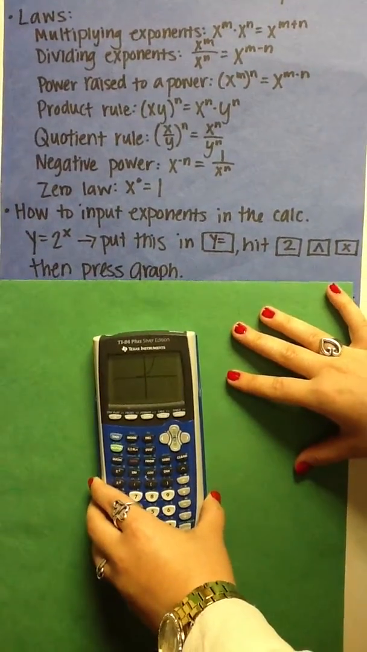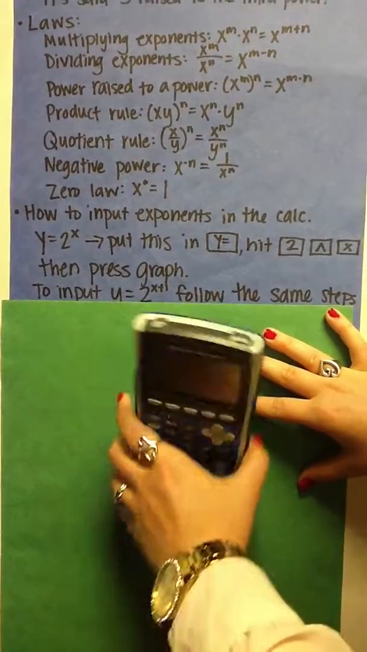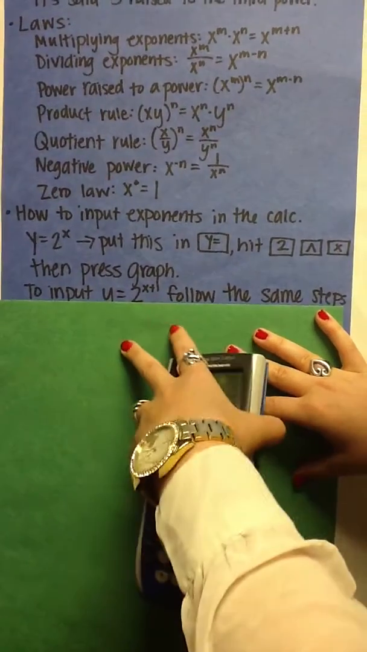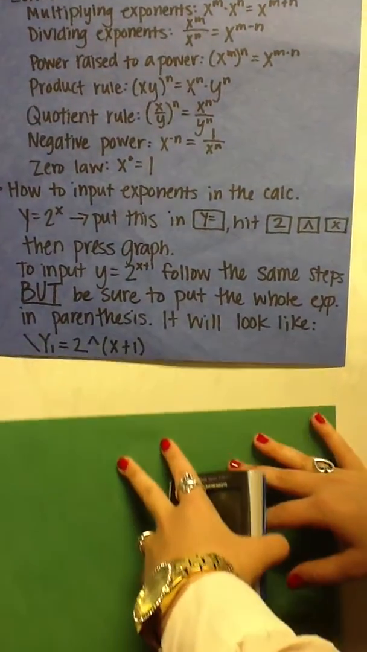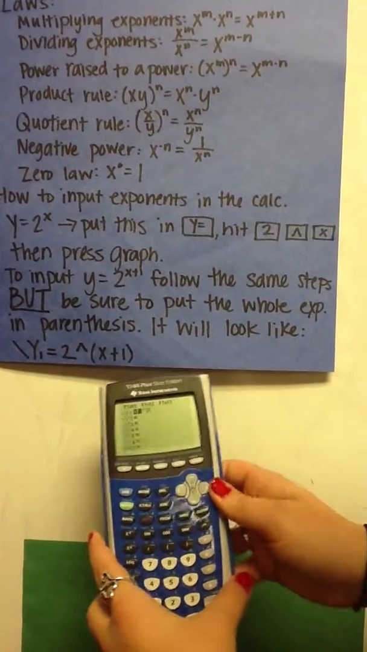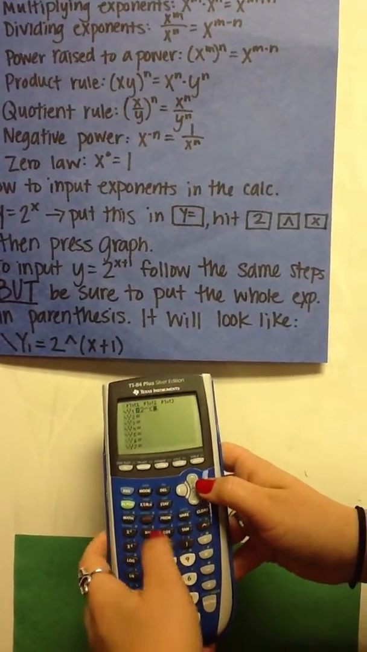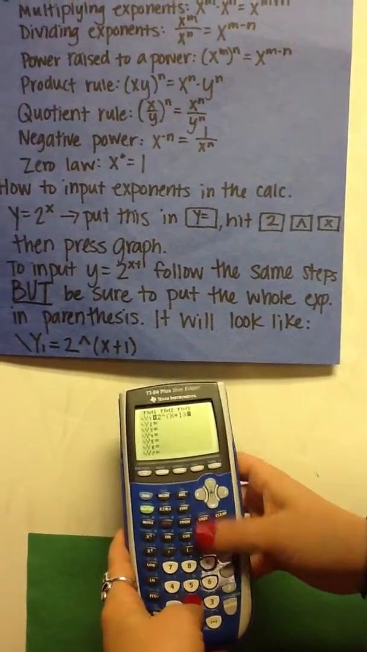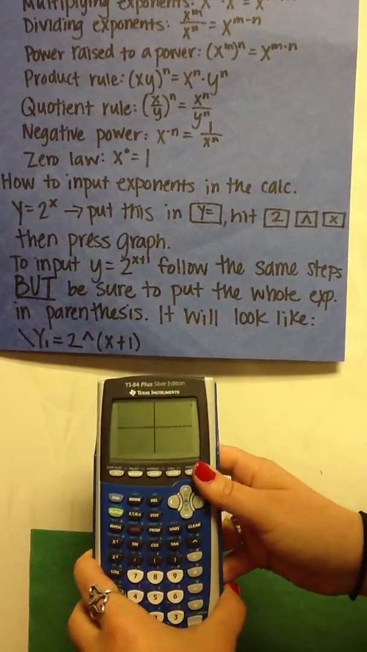If you have something like y equals 2 to the x plus 1, you're going to follow the same steps, but be sure to put the whole exponent in parentheses. So it will look like y equals 2 raised to the parentheses x plus 1. And then the graph will look a little bit different.